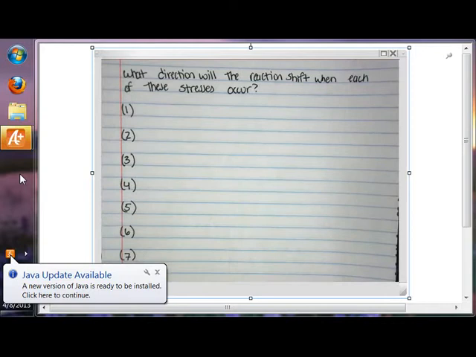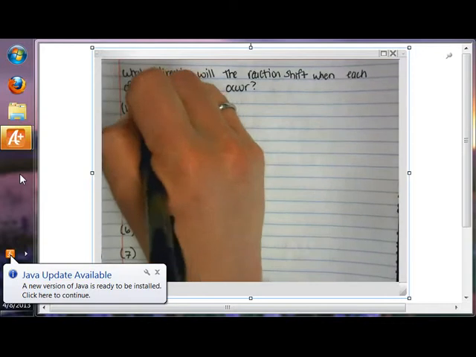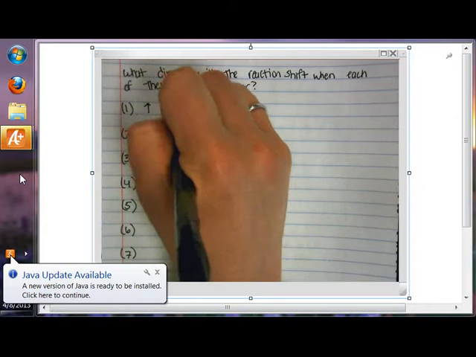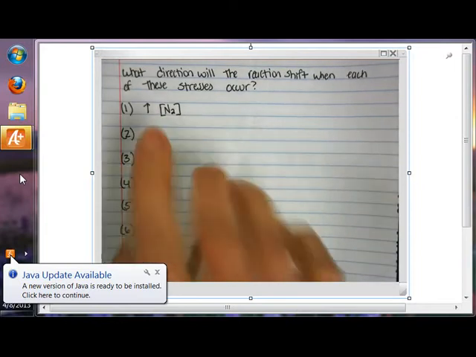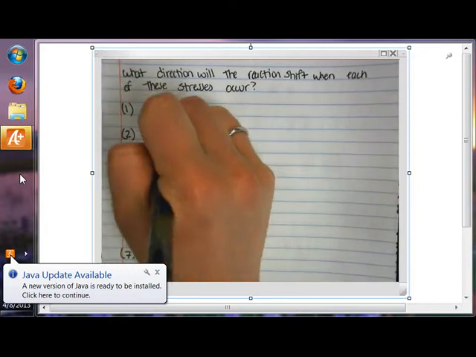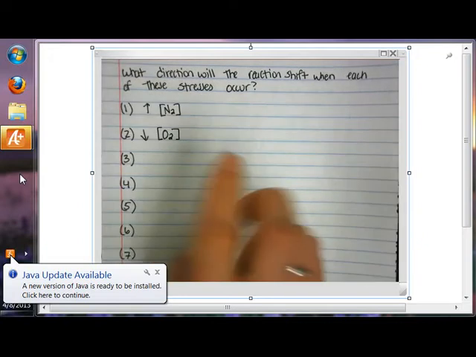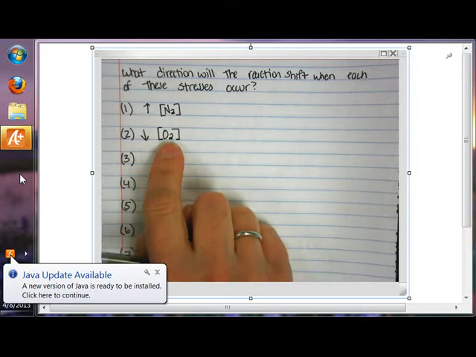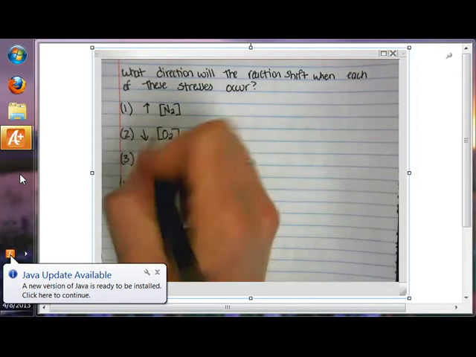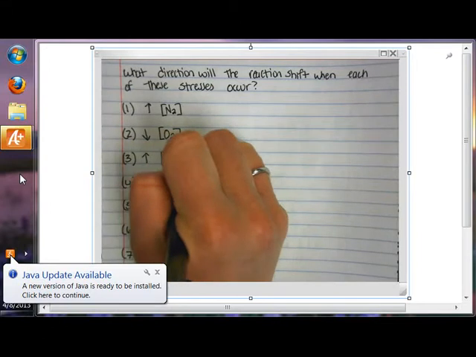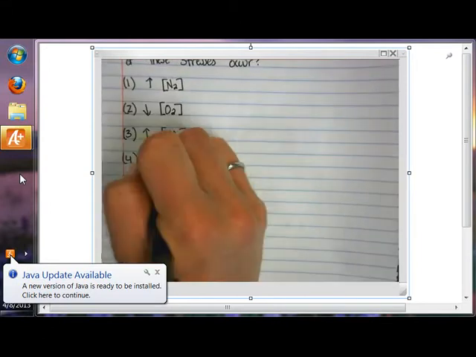Okay, for number 1, I'm going to write increase, brackets, N2. I'll tell you tomorrow what the brackets mean. For 2, I'm writing decrease, brackets, O2. Now I'll tell you now. The brackets, they mean concentration or molarity, but I'll remind you guys tomorrow. Number 3, I'm going to write increase concentration of NO2, so that's brackets. Number 4, I'm going to write increase heat.